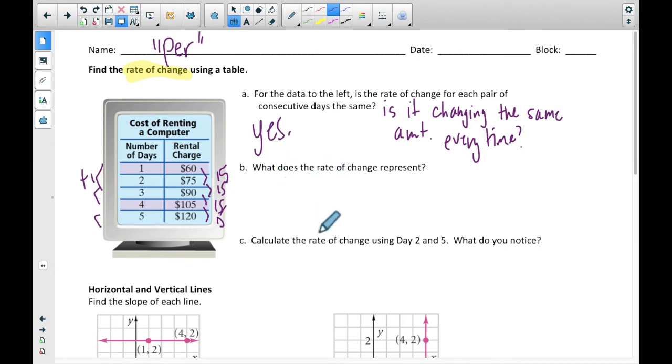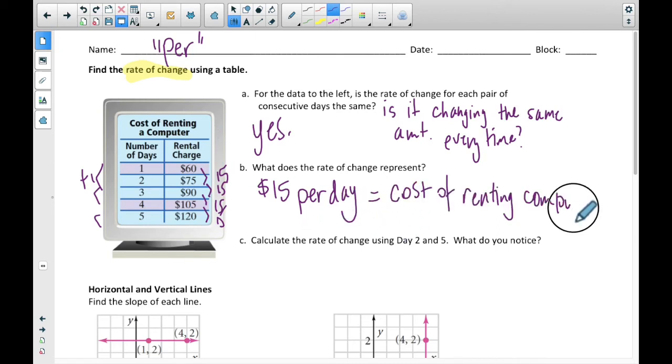The next question says, what does it represent? Well, I would say it represents a change of $15 per day. If you're renting a computer, I don't know where you rent a computer these days, but let's say you rent a computer. They charge you $15 per day. That's what it is. So that's the cost of renting a computer. They're charging you $15 per day.